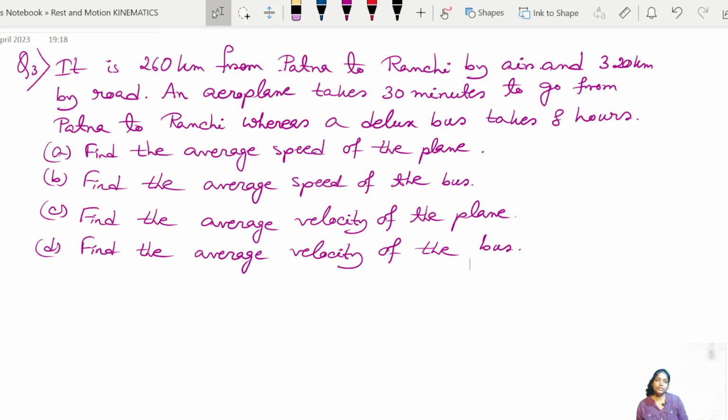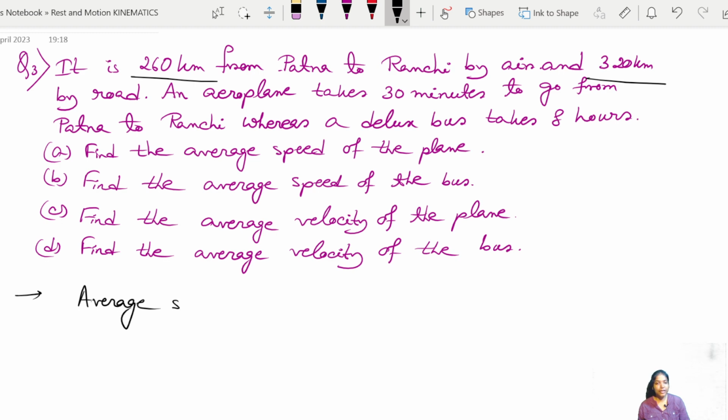Here the question is, it is 260 km from Patna to Ranchi by air and 320 km by road. An aeroplane takes 30 minutes to go from Patna to Ranchi, whereas a deluxe bus takes 8 hours. We have to find out the average speed for the bus and plane and also the average velocity for the bus and plane. So, let's find out the average speed first.